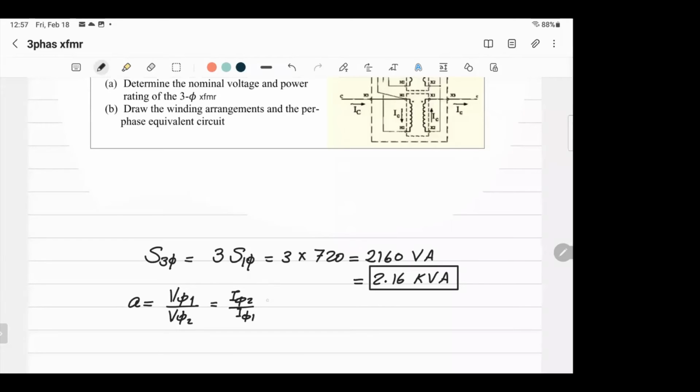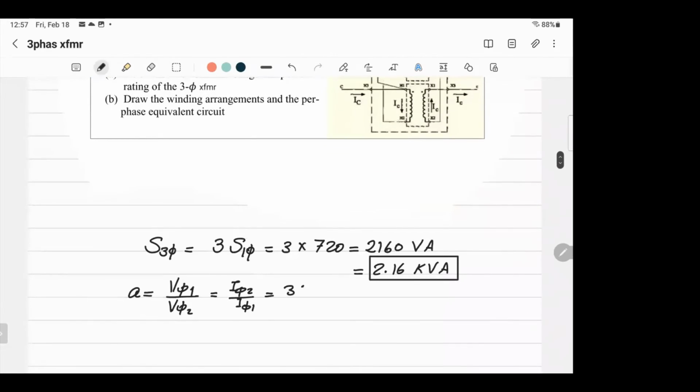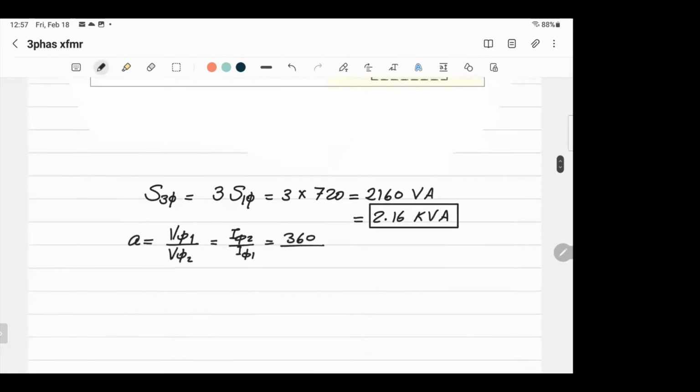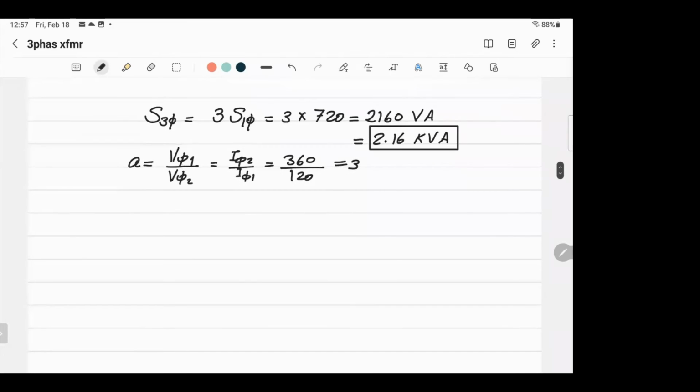In this case, what is the voltage at the primary for the single phase? I'm talking about single phase. 360, right? Okay, 360, divided by the voltage of the secondary. The secondary winding rated value is 120. So divided by 120, what is the result? 3. So each transformer has turns ratio equal to 3. The primary 360, and that's 120. And the rated value of each one is 720. So I'm making 3 of them like that.